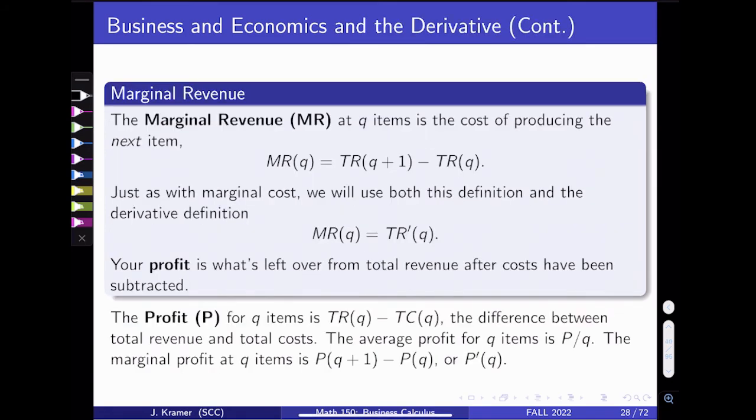Marginal revenue, again, is the revenue from producing the next item. So that would be your total revenue at Q plus 1 items minus your total revenue at Q items. And just like with marginal cost, we can use the definition that marginal revenue is the derivative of total revenue. The profit is what's left over from total revenue after costs have been subtracted. So profit can be found by taking total revenue and subtracting total cost. The average profit for Q items is profit over the number of items produced, and then marginal profit is just the derivative of your profit function.